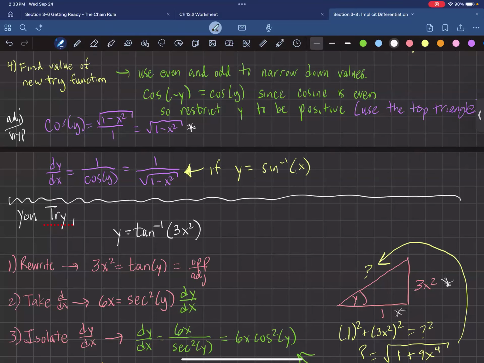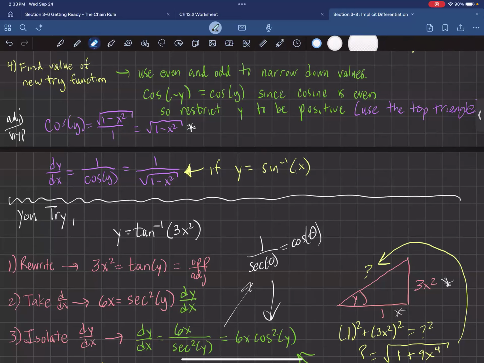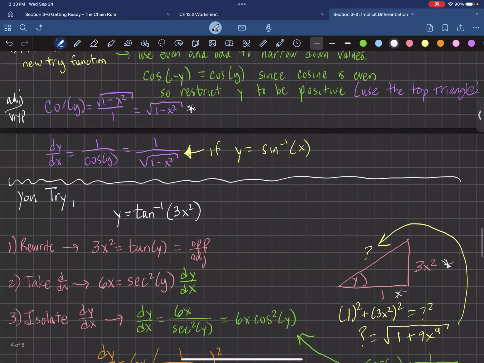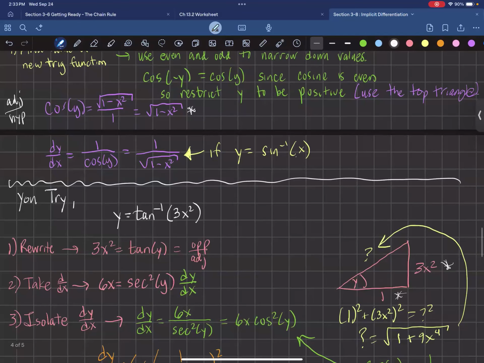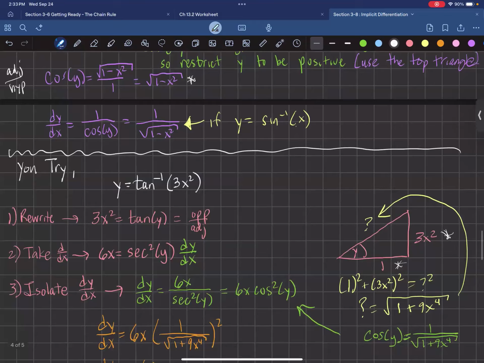But 1 over secant theta is cosine theta. So we took advantage of that to rewrite this as 6x times cosine squared y. Okay, so we go to our picture, we go to our triangle. Cosine y is adjacent over hypotenuse.